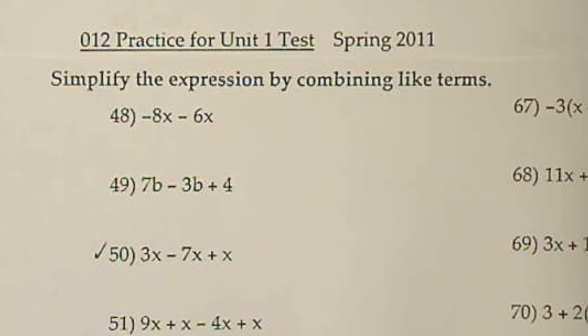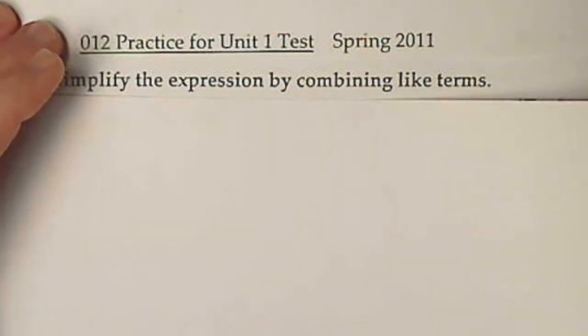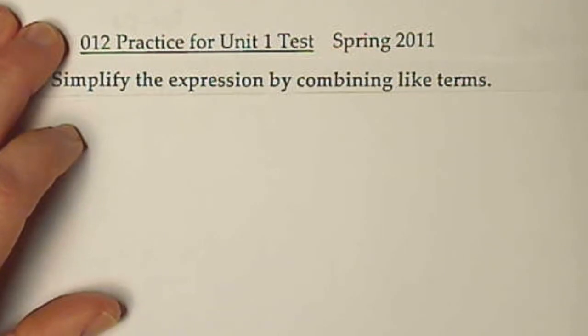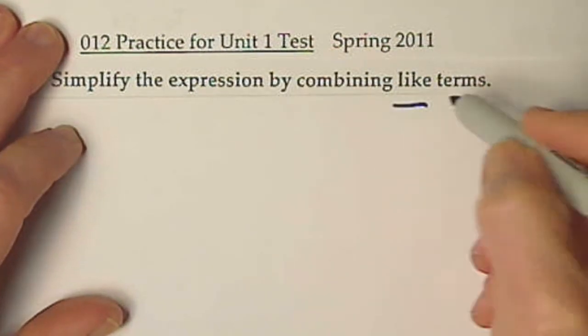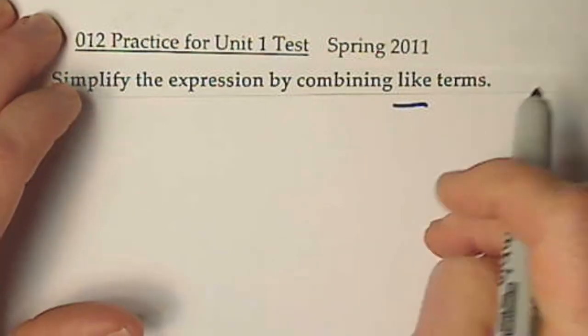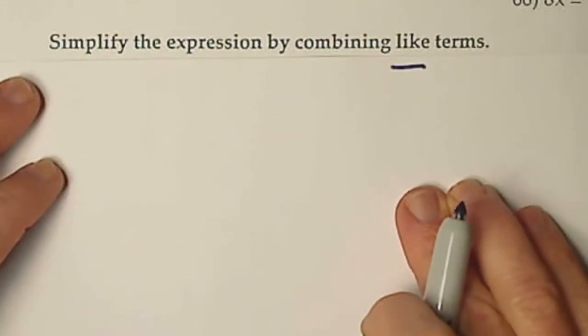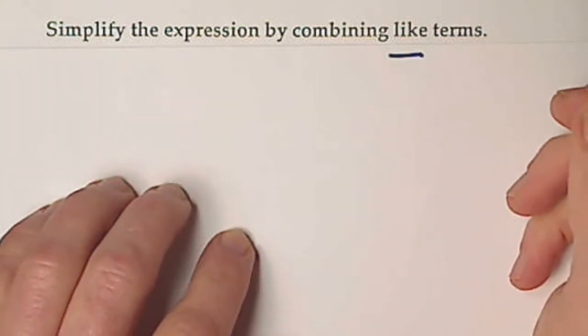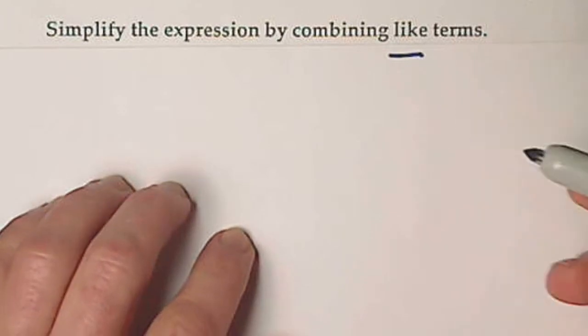Alright, at this point they want us to simplify the expression by combining like terms. And regarding like terms, I'll just give you a quick example. Like terms have the same variable and exponent. Right now you really don't have to worry about the exponent too much. That'll come up more in the next math course.